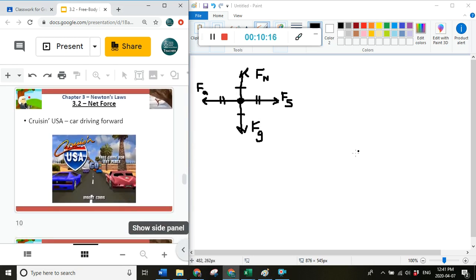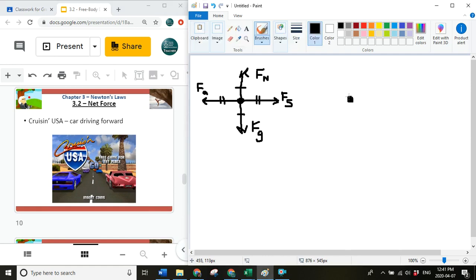Okay, now we are in cruising USA. I'm going to draw this free body diagram from the side. So even though the car is going forward, let's draw it from the side. First of all, easy, we're going to draw the force of gravity. Now this is balanced by the road that's pushing up on the car, preventing it from falling to the center of the earth. That's my normal force.